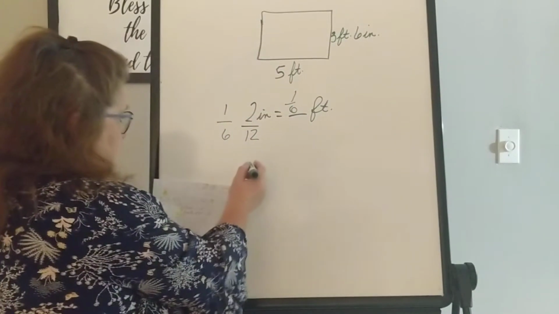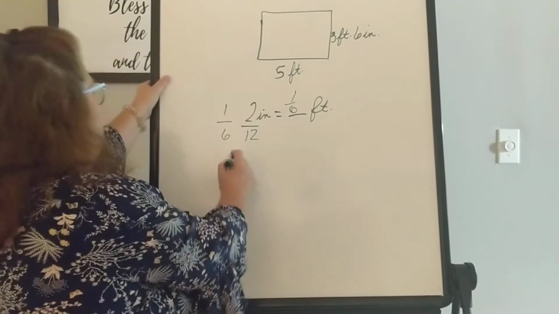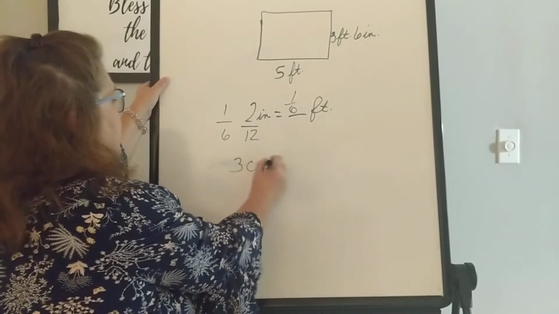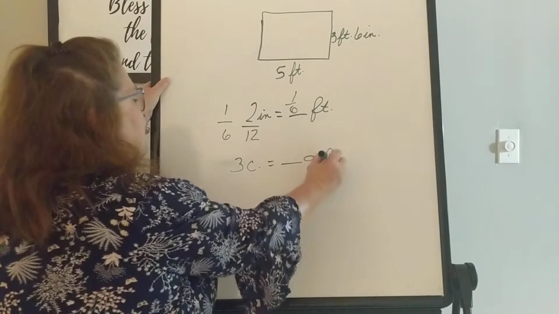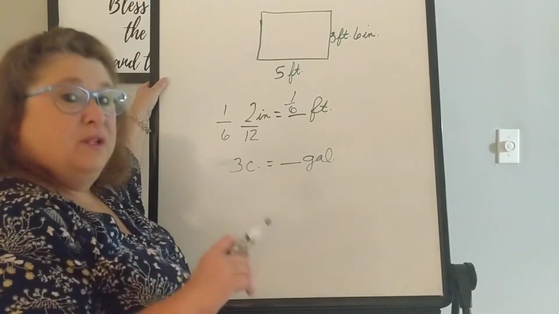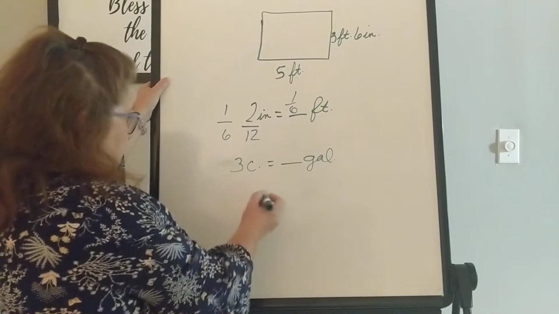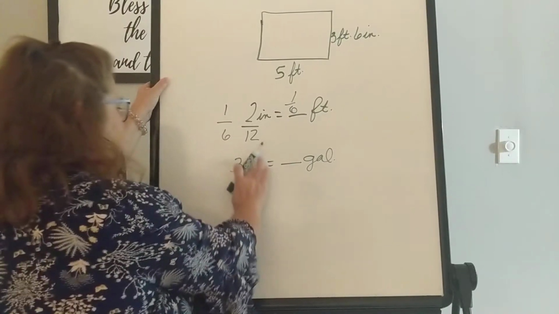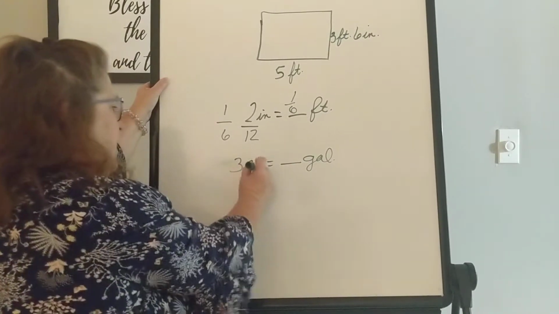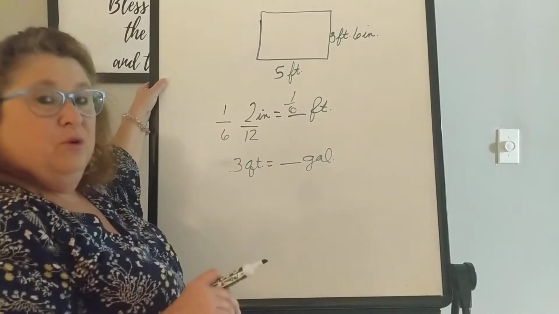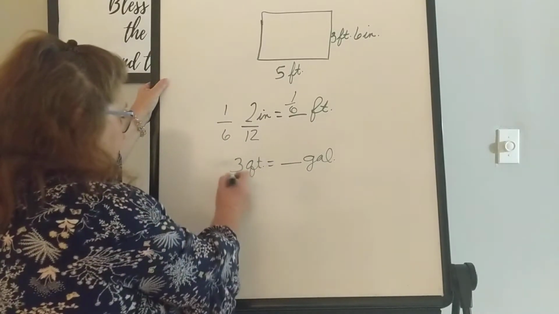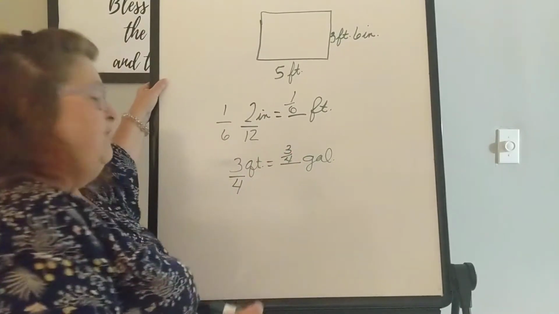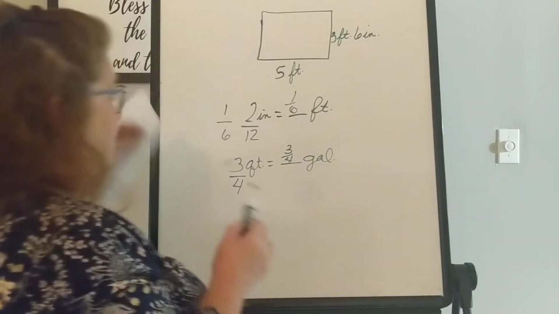Like if we said 3 quarts equals blank gallon, we're going from smaller to larger, so we're going to divide, okay? Let me make it a little bit simple for today. How many quarts are in a gallon? We're going to say 4. So use that fraction bar, 3 divided by 4. So 3 quarts is 3/4 of a gallon. Okay, so keep that in mind.